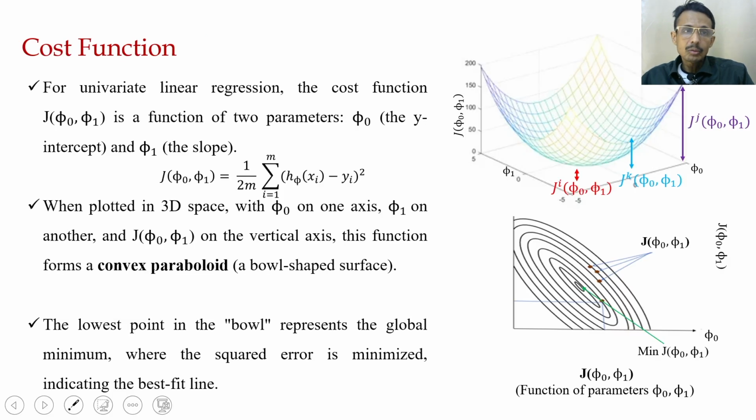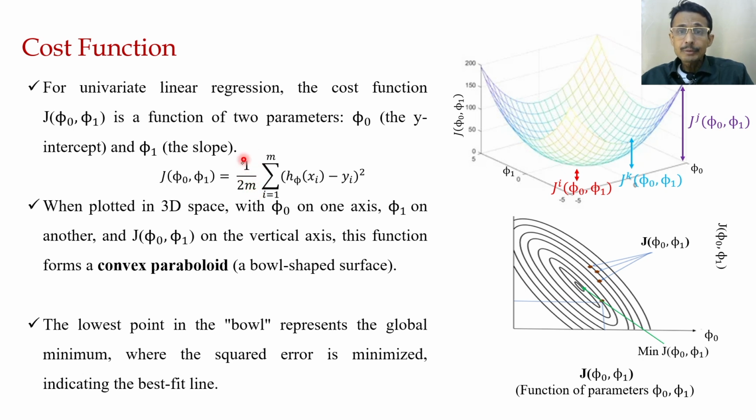Okay, now with this background, let's find the cost function for our univariate linear regression. This is univariate linear regression. This x is a single variable. The cost function J of theta 0, theta 1 is a function of two parameters, theta 0, the y-intercept, and theta 1, the slope. And this is defined as the difference of the predicted value and the actual value, squared, and take the summation over the m samples, normalized.